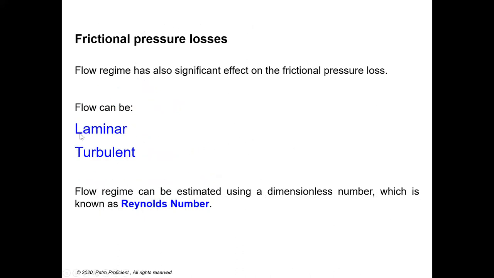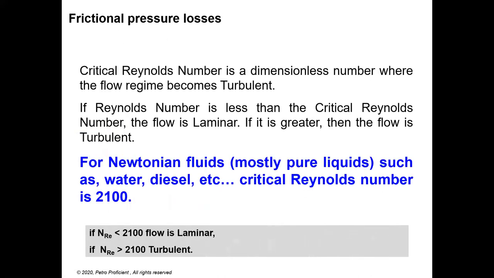The thing is that the flow regime in your annulus or drill pipe could be either laminar or turbulent. To decide that, we have a dimensionless number called the Reynolds number, which will tell you whether the flow is laminar or turbulent. If your Reynolds number is less than 2100, then your flow is laminar. And if your Reynolds number is greater than 2100, your flow regime is turbulent.